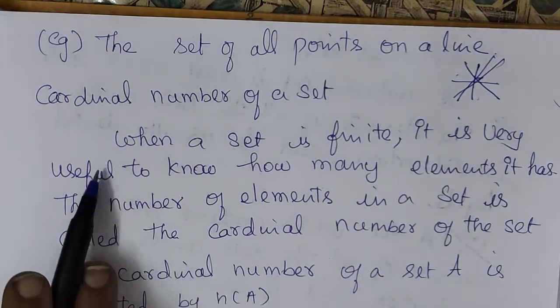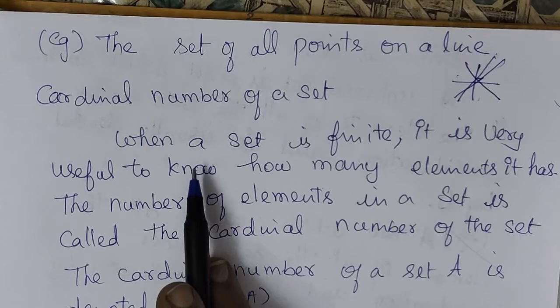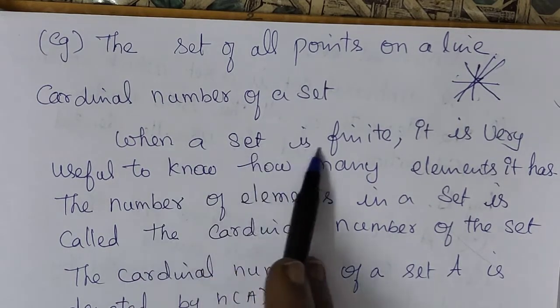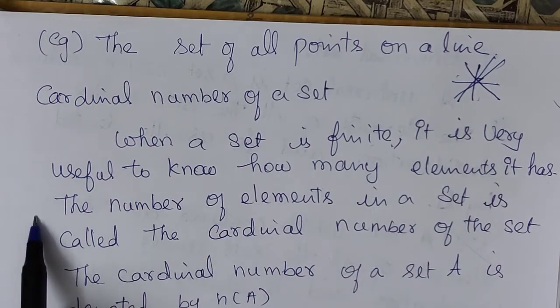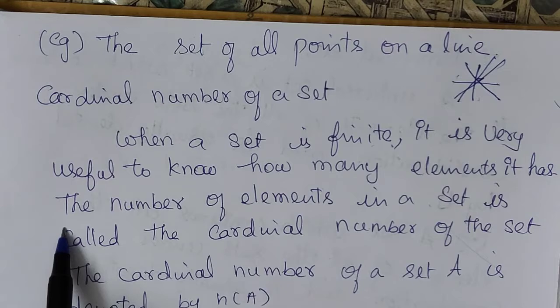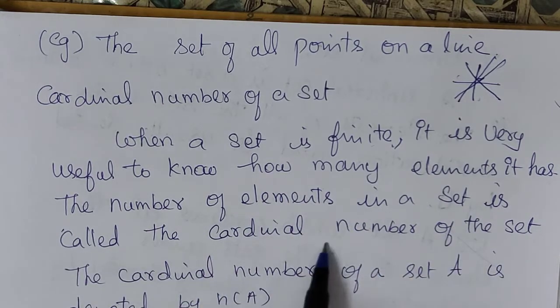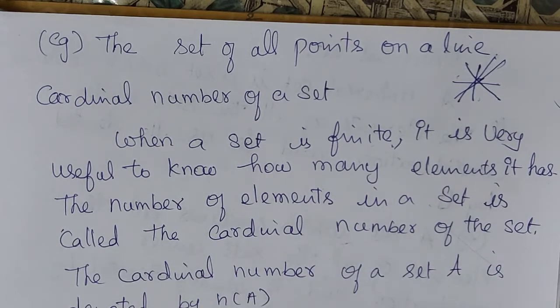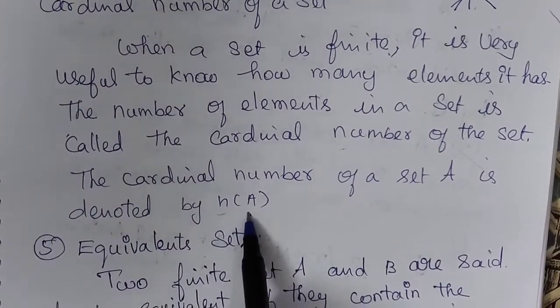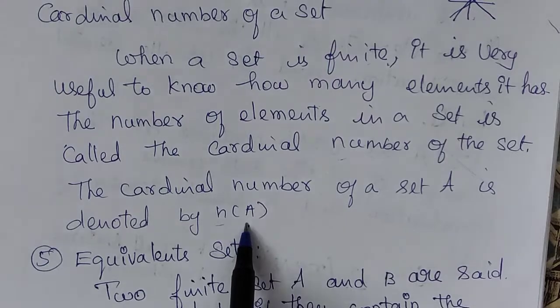Okay. Cardinal number of a set. The number of elements in the set is called the cardinal number. When a set is finite, it is very useful to know how many elements it has. So the number of elements in a set is called the cardinal number of a set, and it is denoted by n of A.